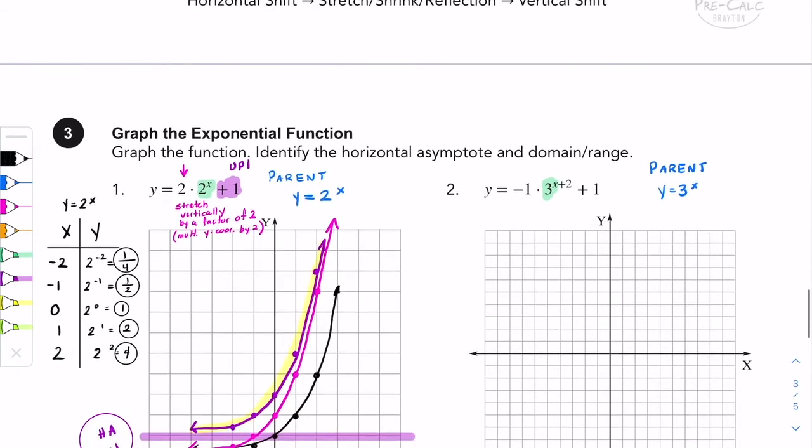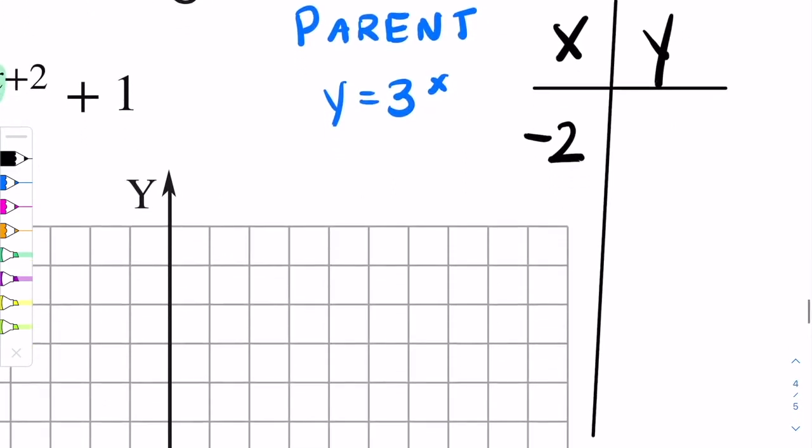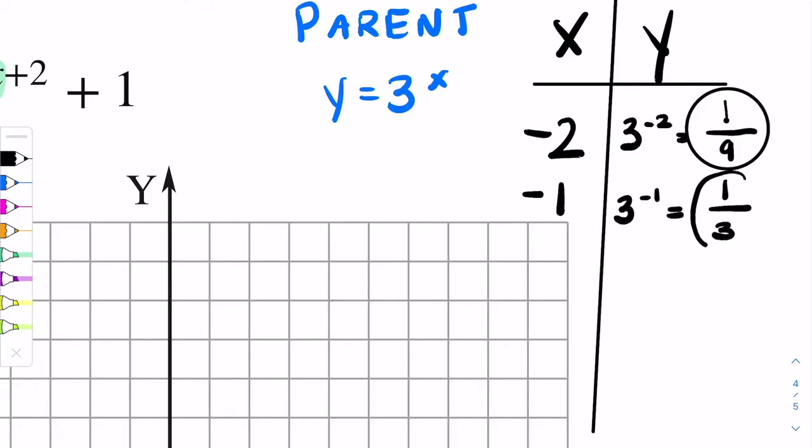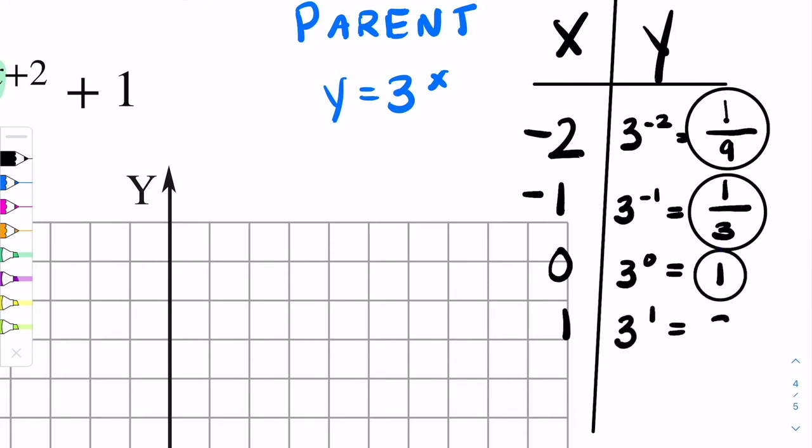Before we do anything, we need to find the values for this function. So I'm going to test my key points, starting with -2. 3 raised to the power of -2 is equal to 1 over 9. At -1, 3 raised to the power of -1 is equal to 1 over 3. At 0, 3 raised to the power of 0 is 1. At 1, 3 raised to the power of 1 is 3. At 2, 3 raised to the power of 2 is 9.